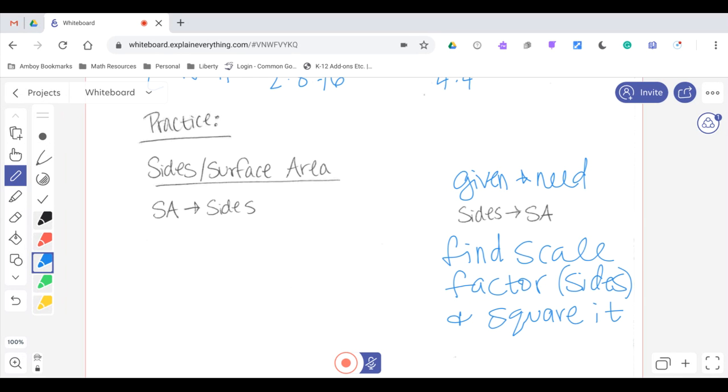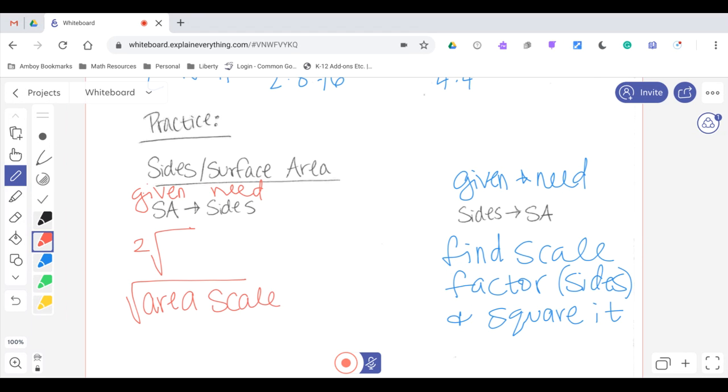Okay. If you need to go the other way, you are given area and you need sides. Okay. You have to do the opposite. So the opposite of squaring something is square rooting it. Okay. So you want to square root whatever the area scale factor is. Okay. So square root the area scale factor to get the side scale factor.